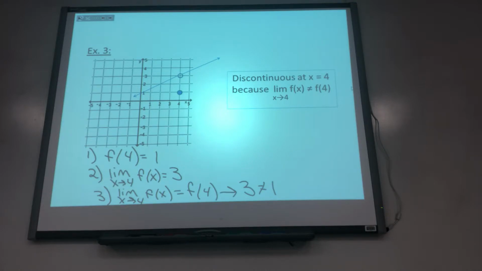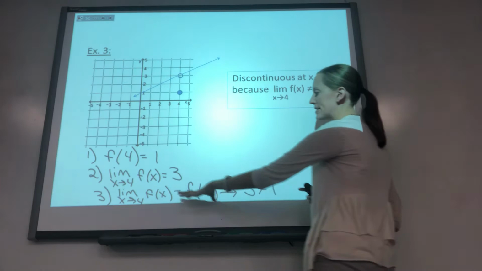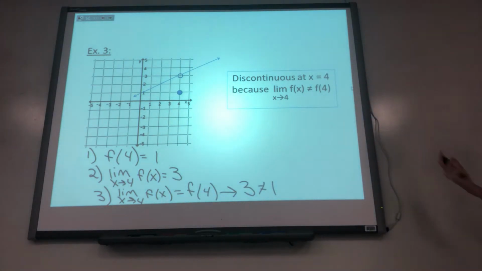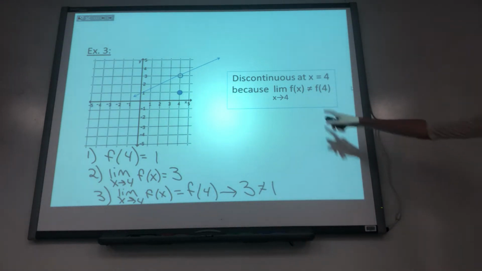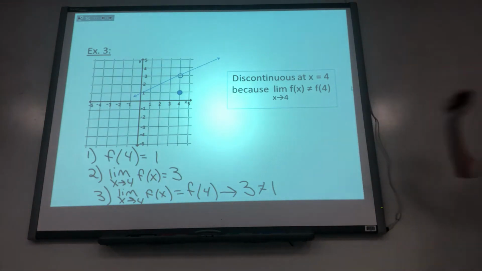The f of 4 was 1, but the limit as x approached 4 was 3. Again, all of this stuff right here is just stuff that I'm thinking about. You don't actually have to write all that, but you do need to have that part down. Any questions so far?